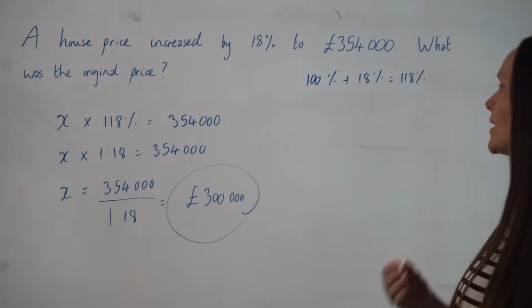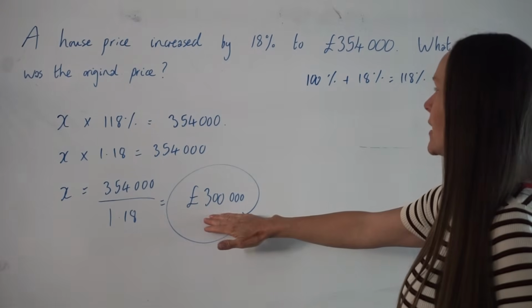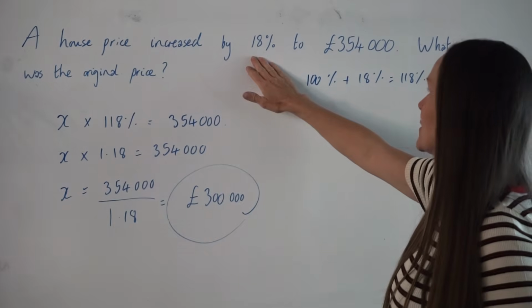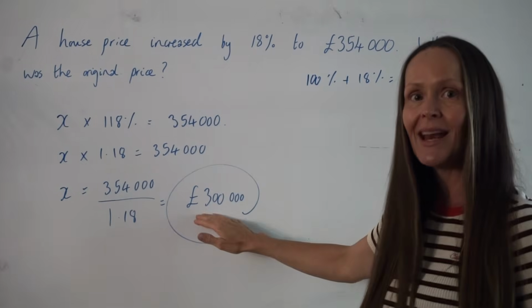And finally, always do a check. Does this answer make sense? We know that this house price is increased by 18% to reach £354,000, so we would expect the original to be less, which it is.